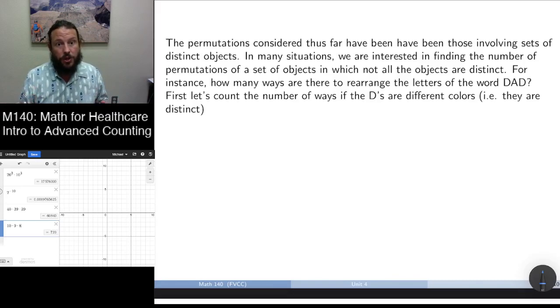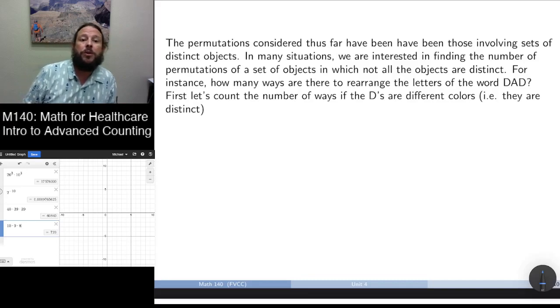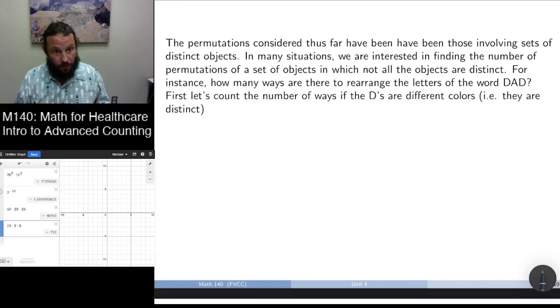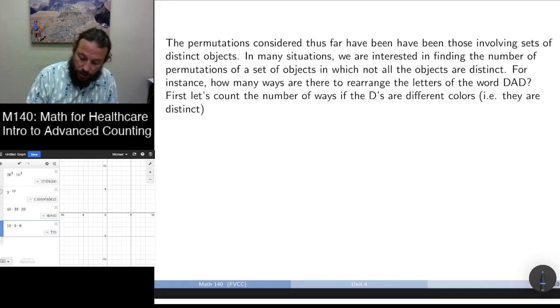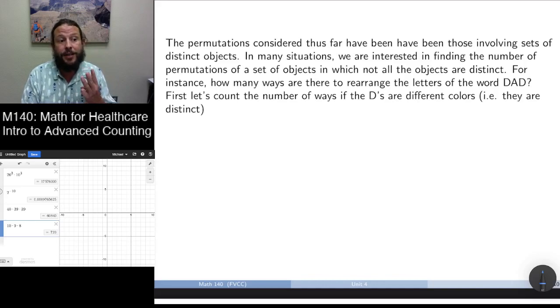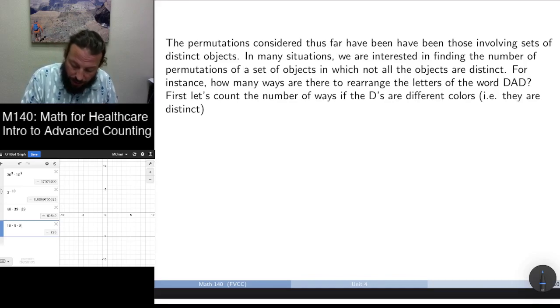Now, there's a lot of situations where we want to find the permutations of a set of objects that are not all distinct. For instance, how many ways can we rearrange the letters of the word dad? Here, the D and D are not distinct. We can't tell the difference. To give you an idea of how we count all of them, first let's pretend the D's are different colors, so they're different things. So we have three distinct objects. That's going to be 3 factorial, which is 6.